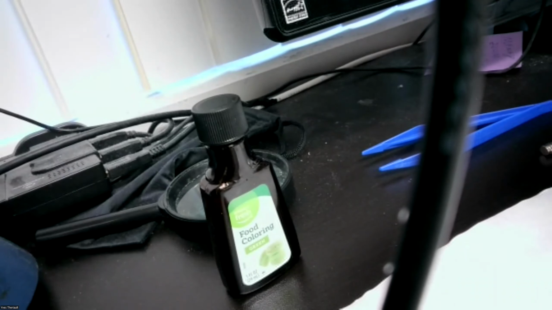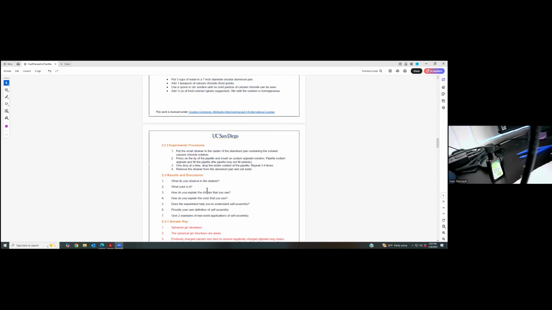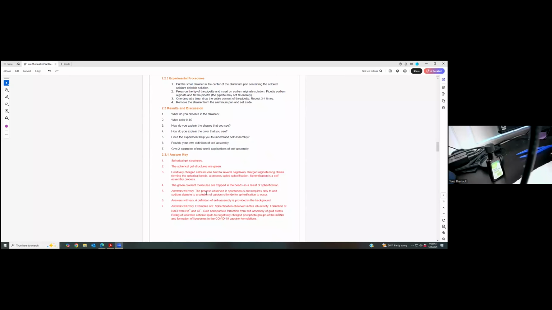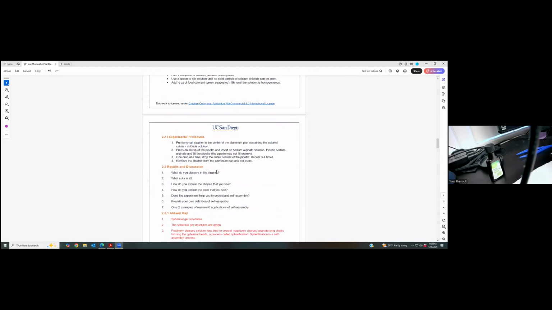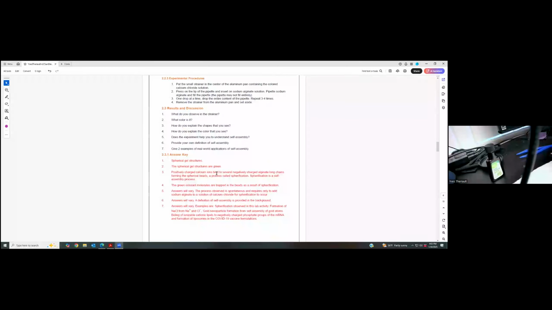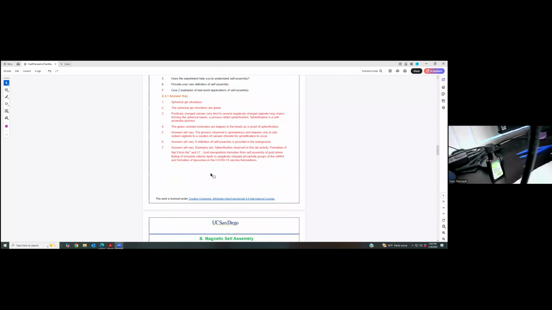So in the lesson plan, let me share my screen again here differently. You have the entire procedure and then the questions with the answer key, right? So we had the kids ask, well, what do you think happens? Why are the beads green? Because they capture the colorant, and so forth.